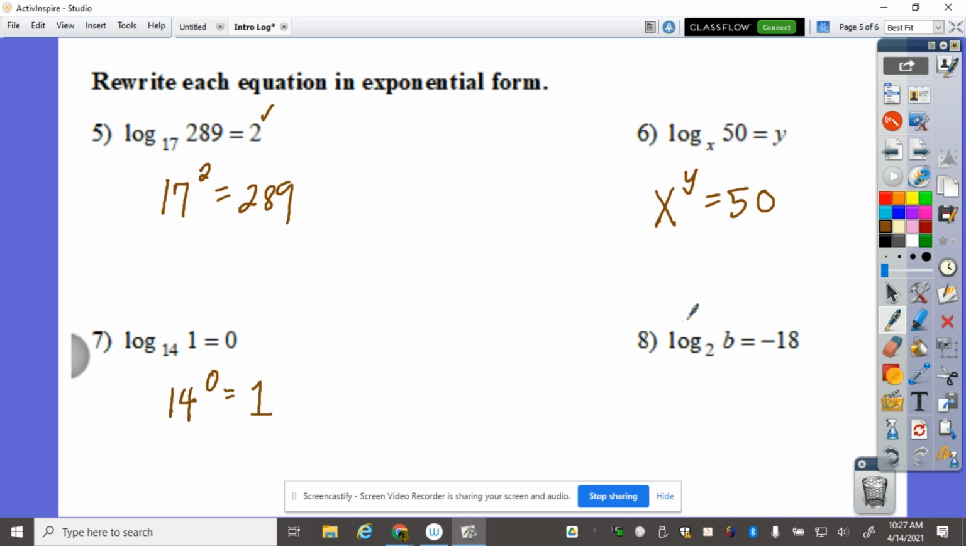Next, log of b with a base of 2 is equal to negative 18. Again, the base here is 2, with the exponent of negative 18 is equal to b. And that's how you write log form to exponential form.